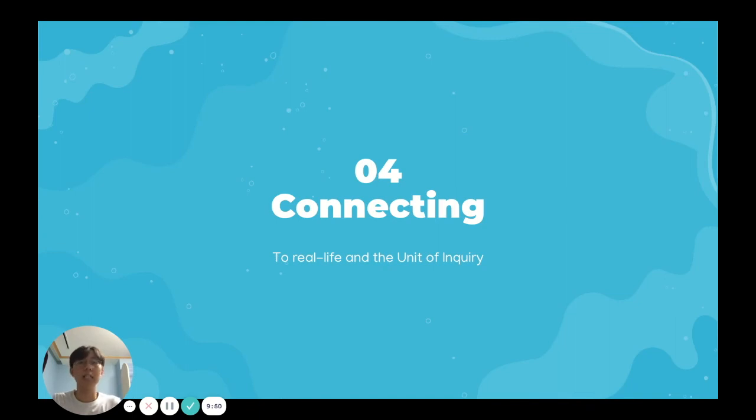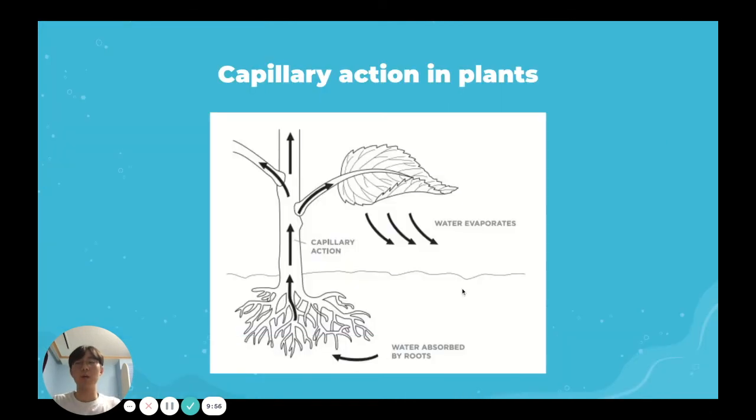And so let's try to connect these concepts, what we've just learned in this lesson, to real life and your unit of inquiry. Now, a really common example of capillary action is in plants, and that's because the water in soil or in the ground is absorbed by plants, and then through capillary action, or the adhesion forces and cohesion forces of water acting together, the water is brought up from the roots into the stem or the trunk of the tree, and then into the branches of the plant. That's how water is able to circulate in the plant, or water is able to move up the plant.